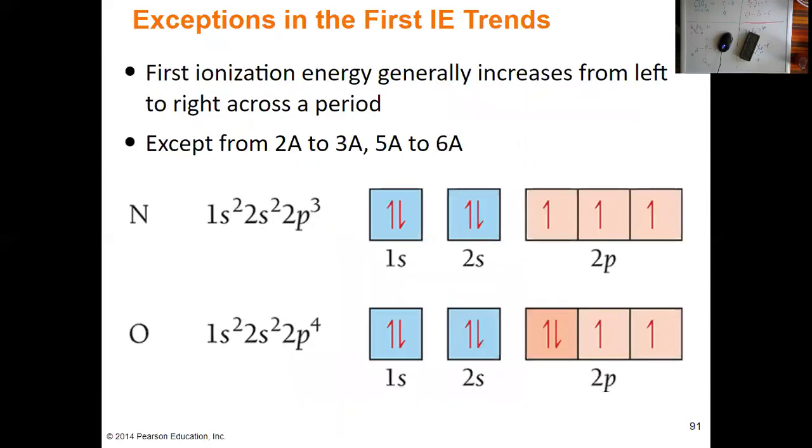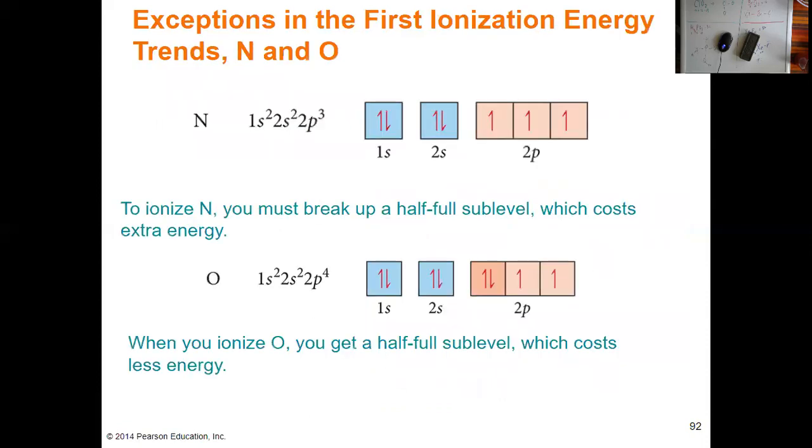Okay, I want you to remember these two exceptions for this, and this has to do with some electron configuration stuff. Your exceptions are from group 2A to group 3A and group 5A to group 6A. This is where we don't see that first ionization trend increasing from left to right.